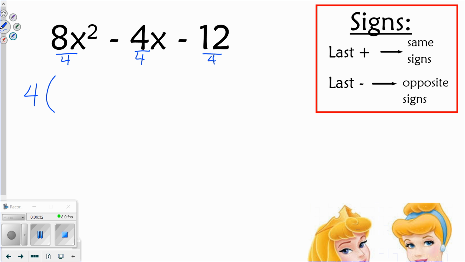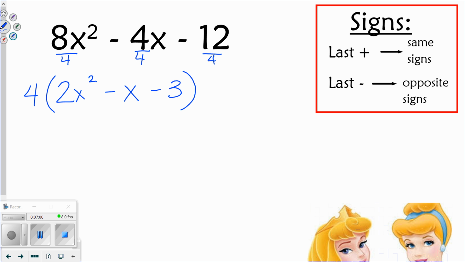Okay? Other things I see students do is they write down the 4 like this, and then they try to make this into 2 sets of parentheses right away. You can't do that yet. Take out the 4, see what you have left, then take it further. Okay? So just take out the 4. What do we have left? 2x squared. Good. Minus x. Good. All right, so step 1, we took out our GCF.